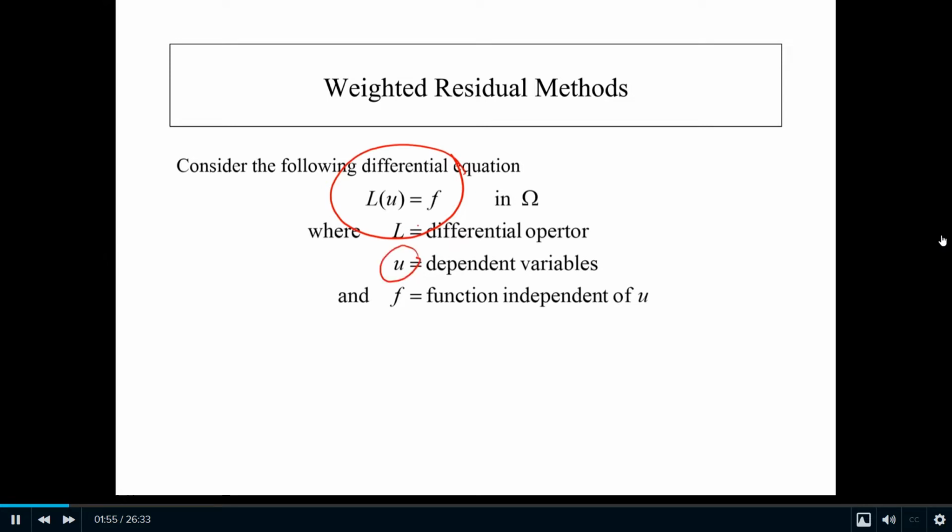The unknown for our problem is u, a function u, and f is a function independent of u, and is basically given. So what you want is the solution from this one. If you can solve this equation and you get u, then you get the analytical solution.